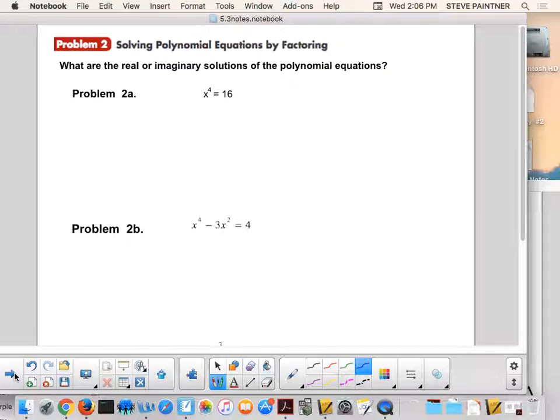Okay, go. Next problem. Do the top one and do the very bottom one, but don't do the middle one.